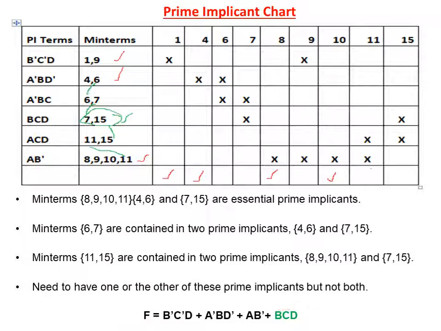So once the essential prime implicants are found, we will get the simplified expression again by checking the min terms grouping with the other cells. So this way we can reduce the min terms, reduce the logical expressions for any number of variables by the tabulation method in the easiest way.